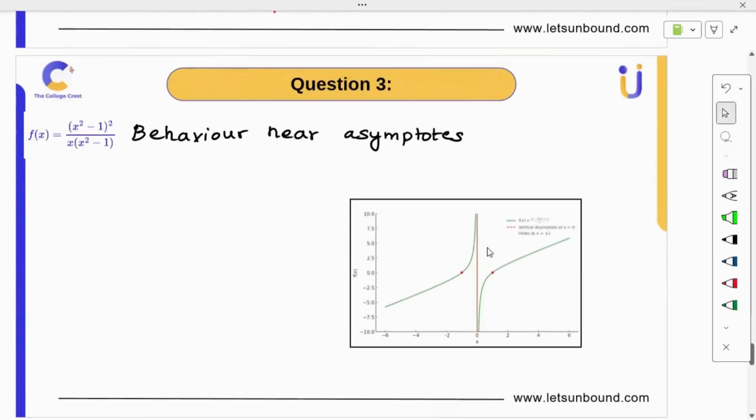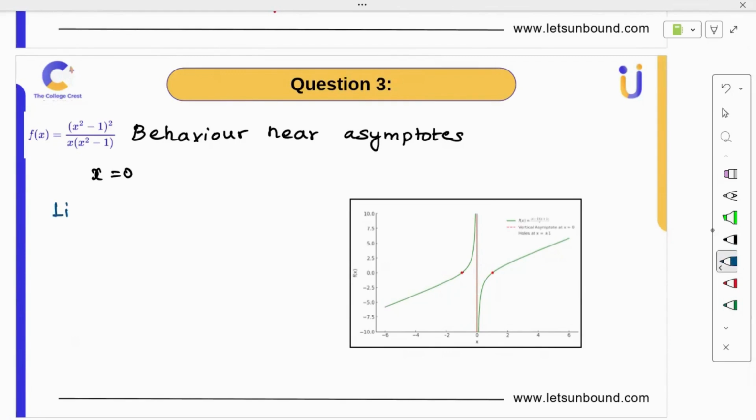Now, the last part, behavior near the asymptote. Here we have only one asymptote, which is x is equal to 0. You can see that to the left of 0 it approaches positive infinity, and to the right of 0 it goes to negative infinity. But without a graph, how can we do this?